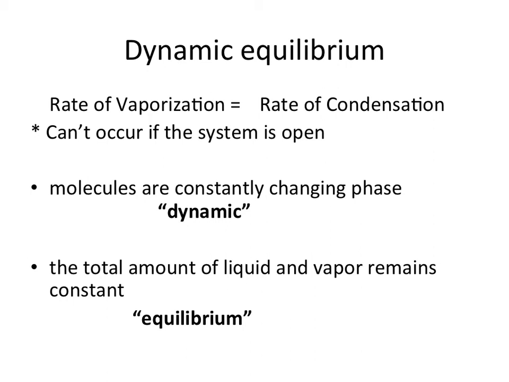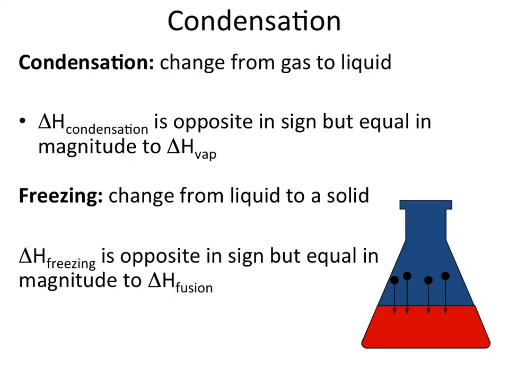So dynamic equilibrium basically forms when you have two reversible processes, or two opposite processes, occurring at the same time while maintaining the same, or not equal concentrations, but the constant concentrations of both the liquid and vapor phases. So really quickly, I want to look at condensation and freezing.